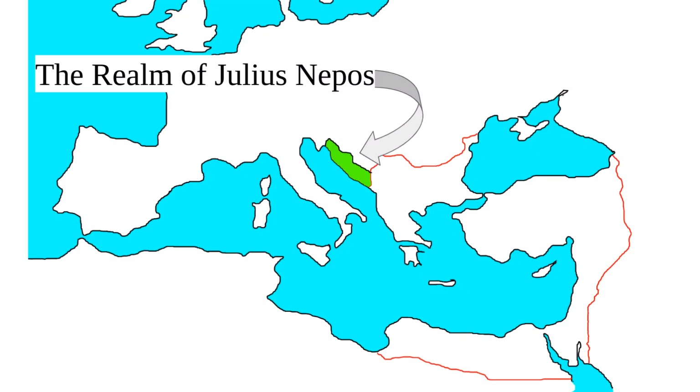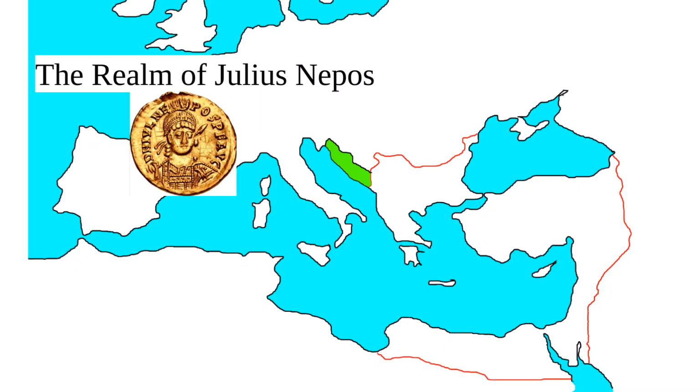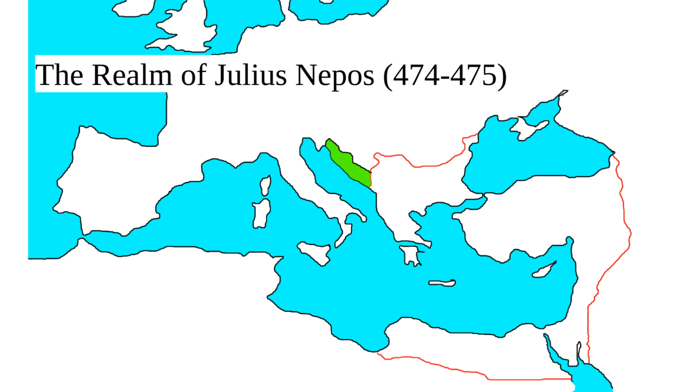The realm of Julius Nepos. The realm was dominated by Julius Nepos, emperor between the years 474 and 475, and deposed by Orestes, who then named Romulus Augustulus as emperor. Julius Nepos was originally from this area, which on paper was controlled by the Western Roman Empire, but in reality it was controlled by the eastern part of the empire. Julius Nepos was appointed by the Eastern Roman Empire as Western Roman Emperor, and therefore the only people who acknowledged his rule were the East, and some in the West.